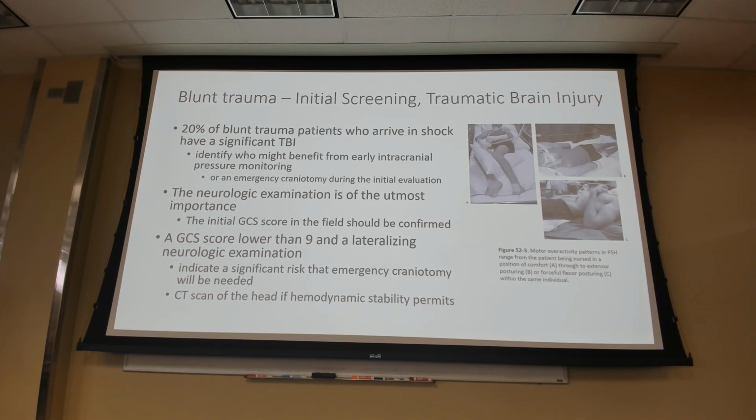All right, and then traumatic brain injuries. This is very common, and like it says, it's 20% of trauma patients who arrive in shock have a significant TBI. But typically with a TBI, and when we're basing it on hemodynamic stability, if you're hypotensive and it's caused by a traumatic brain injury, that's usually a very late sign that you're herniating.